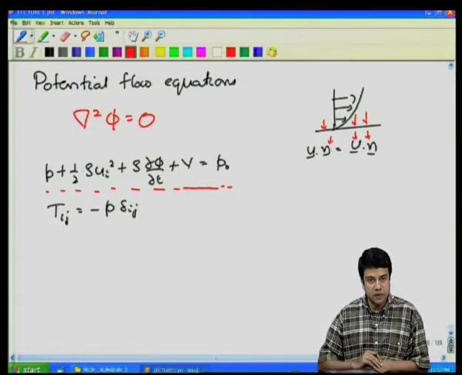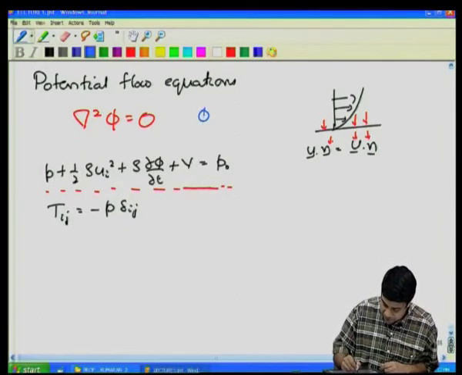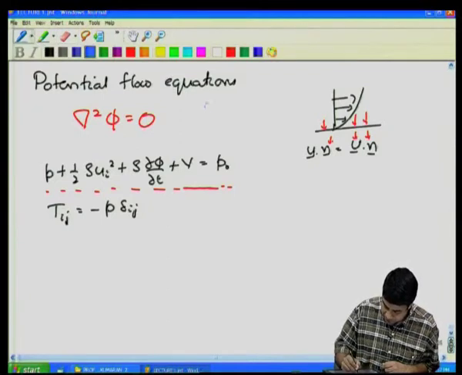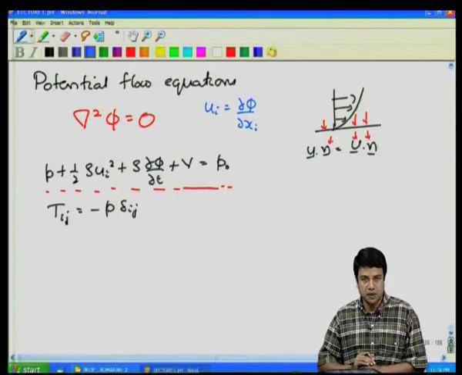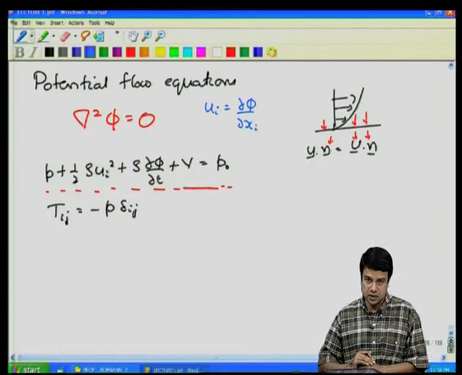The potential itself is linear in the velocity, because the velocity is given by u_i equal to partial phi by partial x_i, and I am solving the Laplace equation for the potential. Therefore, the velocity is a linear function of the potential. If I increase the velocity by a factor of 2, the potential at all points will also increase by a factor of 2, subject to an unknown constant.